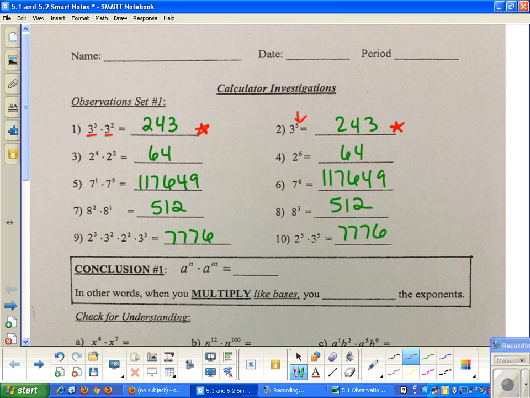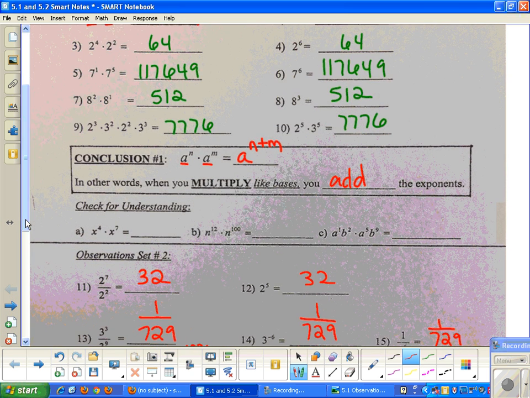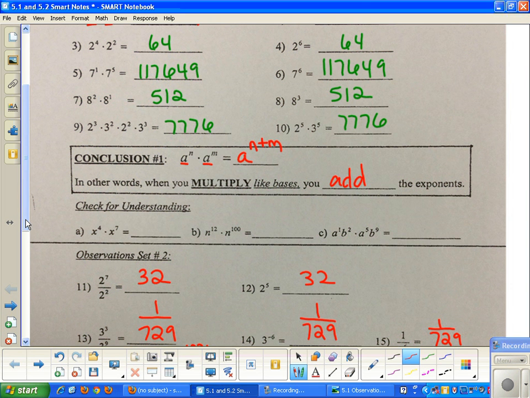So the conclusion is, anytime you have like bases, such as a to the n power times a to the m power, you can add the exponents. So a to the n times a to the m equals a to the n plus m power. Just to check our understanding, if I have x to the 4th power times x to the 7th power, since they are like bases, that becomes x to the 11th power.